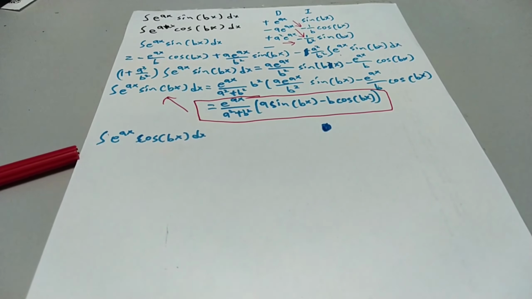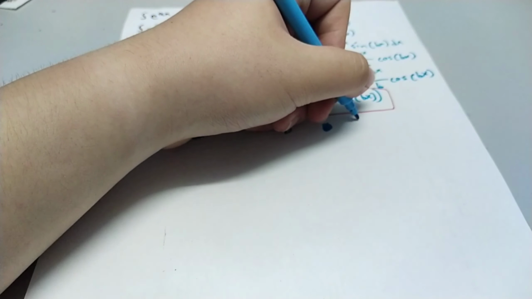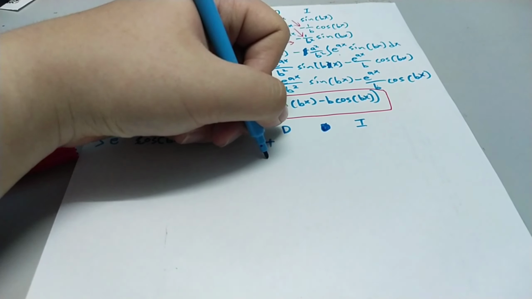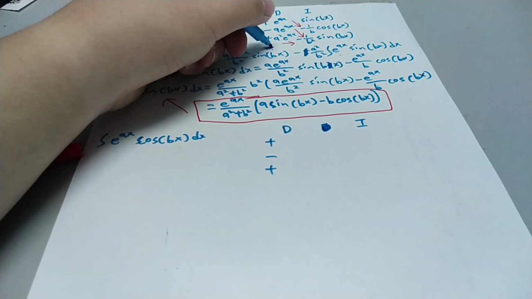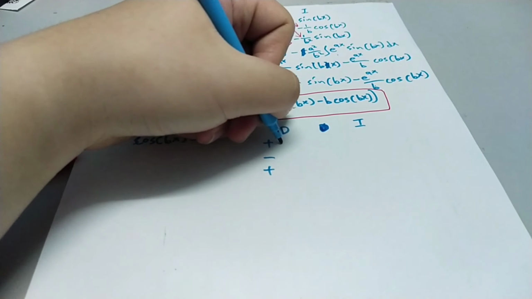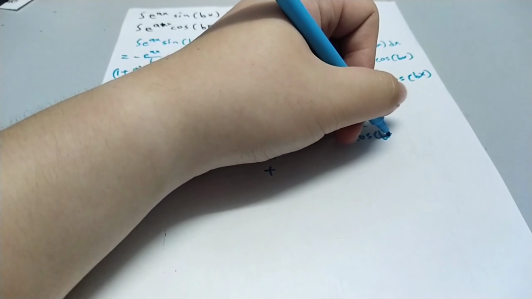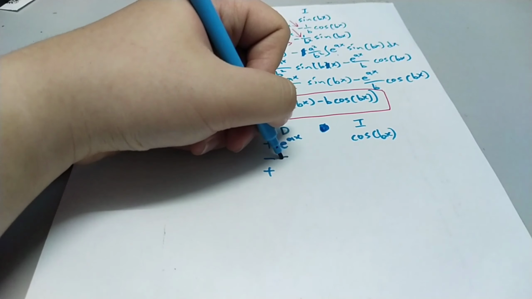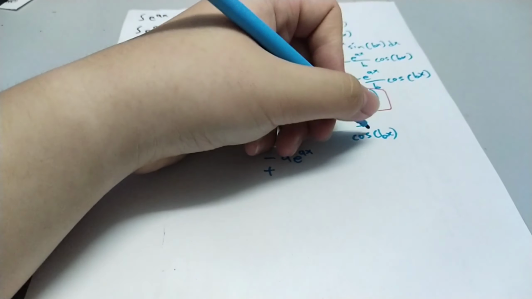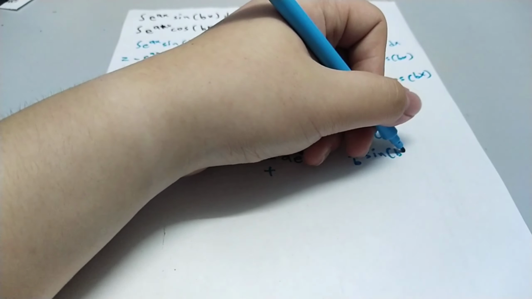Now let's find the integral of e power of ax times cosine of bx dx using integration by parts. So we got the differential column and integral column. So I will write plus minus plus, and then this one doesn't have any more. And then we are going to let e to the power of ax be differentiated, and cosine of bx be integrated. With differentiate, I will have a times e power of ax. For the other side, I will have 1 over b times sine of bx.